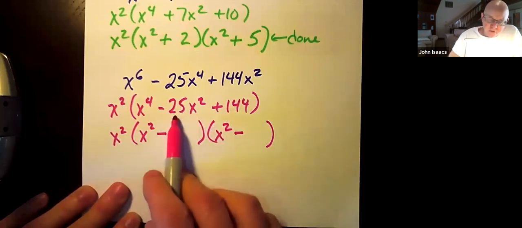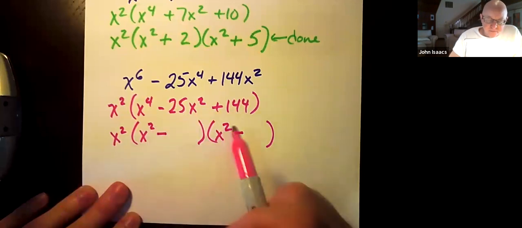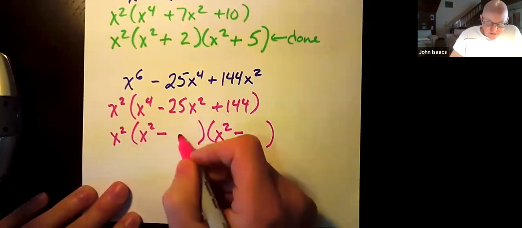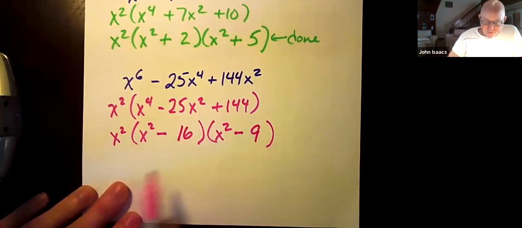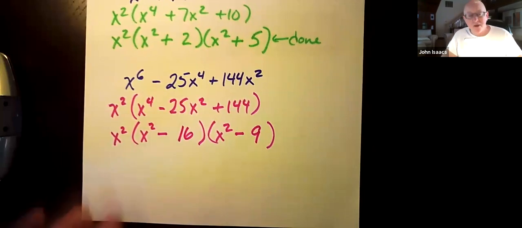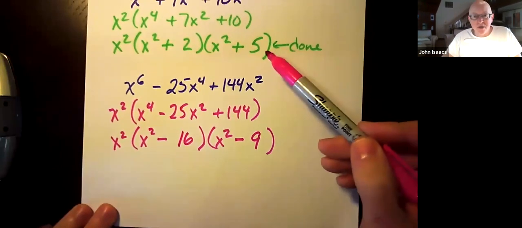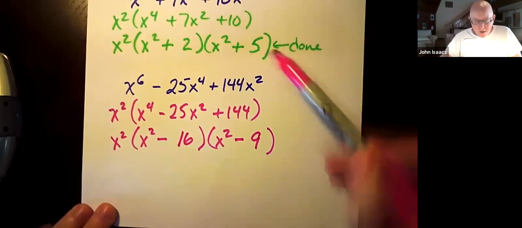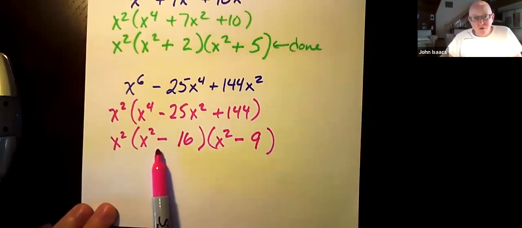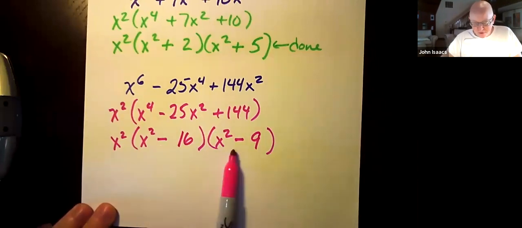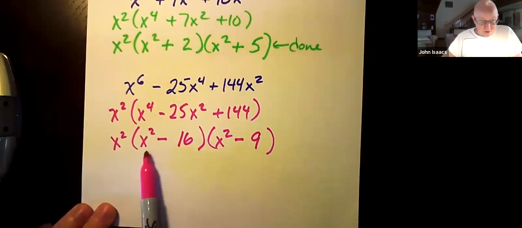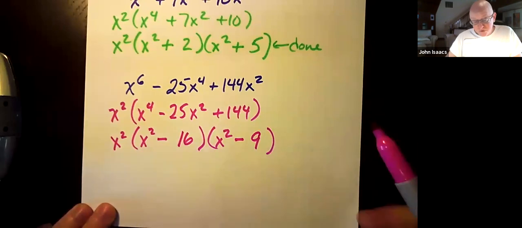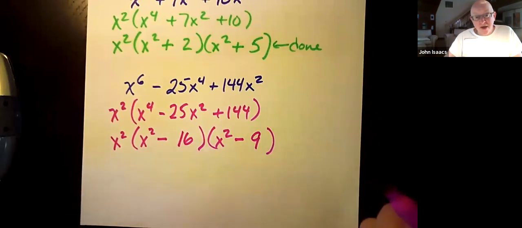No, 12 and 12 would be a 24 here. 16 and 9. 16 times 9 is 144. 16 plus 9 is 25. Okay, now we're in the same position we were a minute ago when we were done. But these are difference of squares. There's a minus sign here. There's a minus sign here. That's a perfect square. That's a perfect square. These are both difference of squares. They both need to still be factored more.